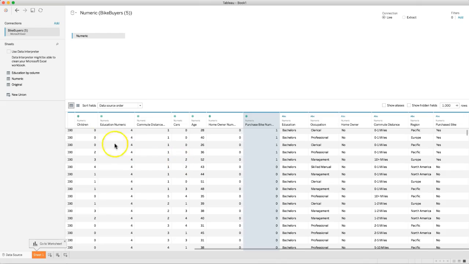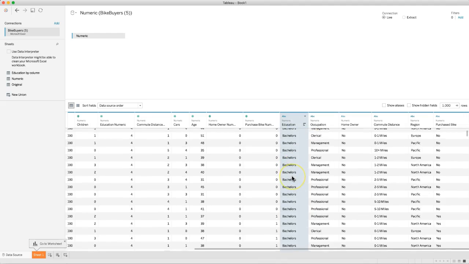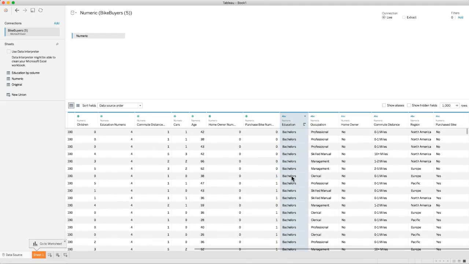For now, just notice all the different columns we have. Commute distance, how far they travel from work to home. Education numeric, there is an order to that variable, because a certain level of education implies a greater level than other levels of education. So even though there were 5 different versions of education over here, I was able to rank order those. I also have this purchase bike numeric.